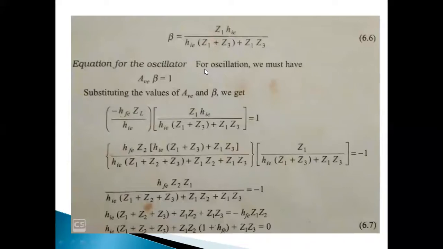And this is the basic amplifier gain A. And what is the Barkhausen criterion? Any oscillator should satisfy the Barkhausen criterion, that is mod A beta equal to 1, where A is the basic amplifier gain and beta is the feedback network gain. Substitute the values. We know the beta value, that is Z1 HIE by HIE into Z1 plus Z3 plus Z1 Z3, into A.